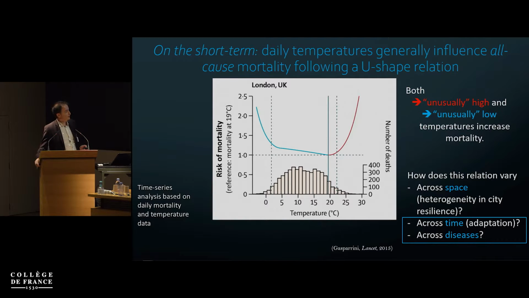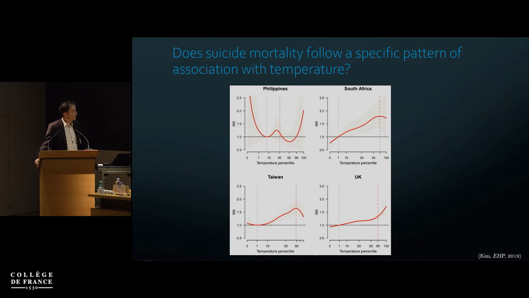Another work led by Gasparini and his team has suggested in particular that temperature also influences the risk of mortality by suicide, with a dose-response function that in some places of the world possibly looked like a U-shape, but you don't see here the confidence intervals, which are pretty broad for this data on Philippines. While in other cities, the association looked more like a possibly monotonous association.